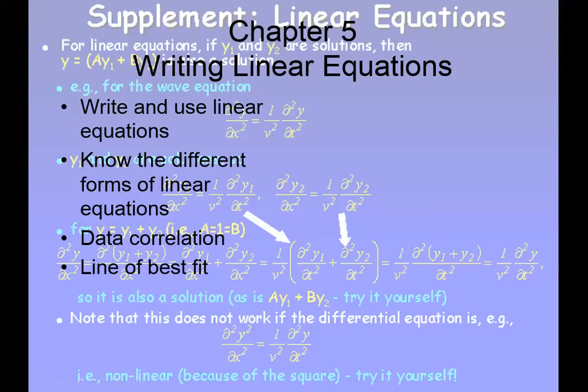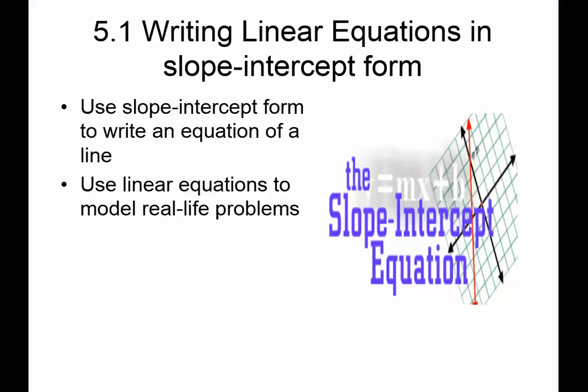Welcome to Chapter 5, Writing Linear Equations. In Chapter 4, we did a lot of graphing of linear equations, and Chapter 5 is kind of the reverse. Whereas in Chapter 4, maybe you looked at an equation and then you came up with the graph, in Chapter 5, you might be looking at a graph, or you might have some information about a graph. You're going to work backwards to write the equation. So it's kind of the reverse of where we just came from.